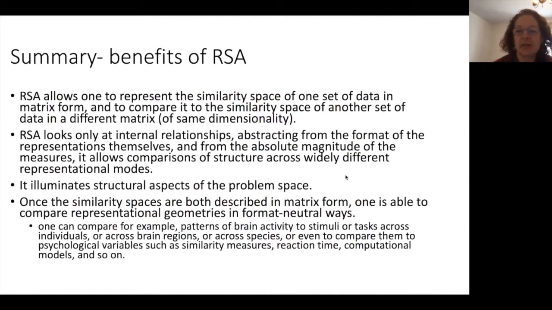So you can compare representations across individuals who may have somewhat different representational spaces. You can compare across species. You can compare between behavior and parts of the brain. You can compare between computational models and parts of the brain, etc. And so I think this is what gives it a lot of flexibility.